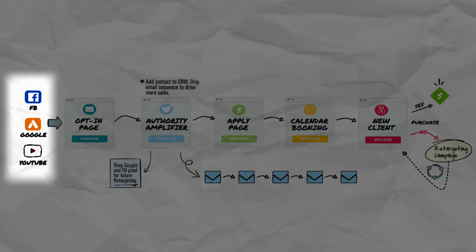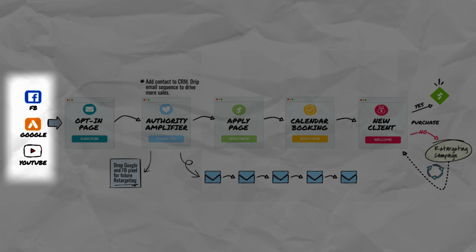So I'll walk you through the steps now, starting with traffic. Every marketing funnel starts with some kind of traffic. This could be a social media post, a blog, a podcast, a video, or an ad. The key here though is to drive that traffic to the next step of the funnel, which is the opt-in page.